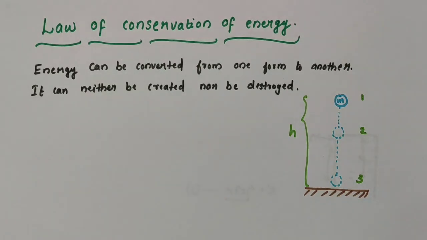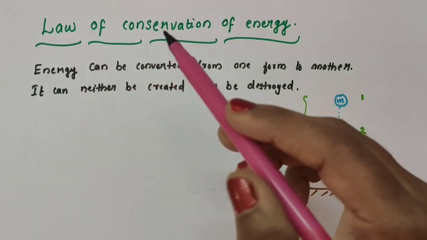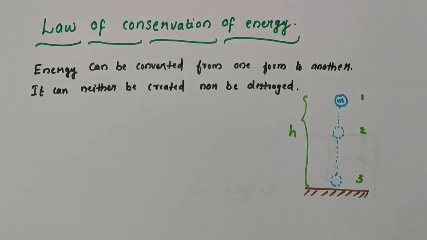Hello everyone. In this video, we are going to discuss the law of conservation of energy. See, energy exists in different forms. Examples are light energy, nuclear energy, heat energy, potential energy, kinetic energy, etc. Energy can be changed from one form to another form.